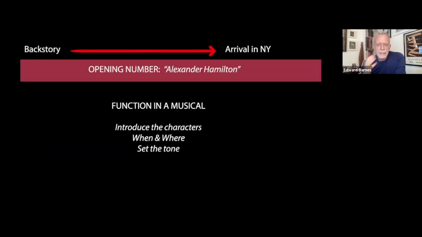So we'll look first at the opening number, which starts with the backstory and goes into his arrival in New York. And I want to talk first about what it is functionally in the musical. An opening number, we kind of know already, needs to do three things. It needs to introduce the characters, tell us when and where this is happening, and set the tone for the show. Those are kind of standard Oscar Hammerstein goals for an opening number, and this number does that extremely well.